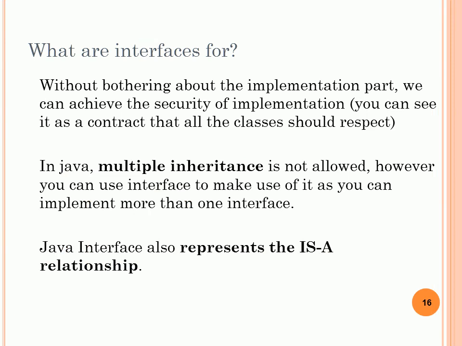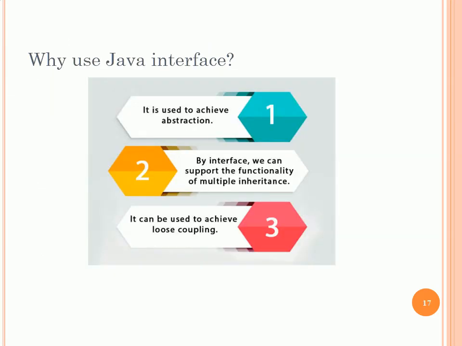Okay, so why do we need interfaces? Without bothering about the implementation part, we can achieve the security of implementation. In other words, interfaces are like contracts that all classes must respect. Now, another thing, we have studied before that Java does not allow multiple inheritance. However, with interfaces we allow multiple implementation. Last thing, Java interfaces represent a relationship that you have studied in UML. This graph summarizes what we have said in the previous slide.